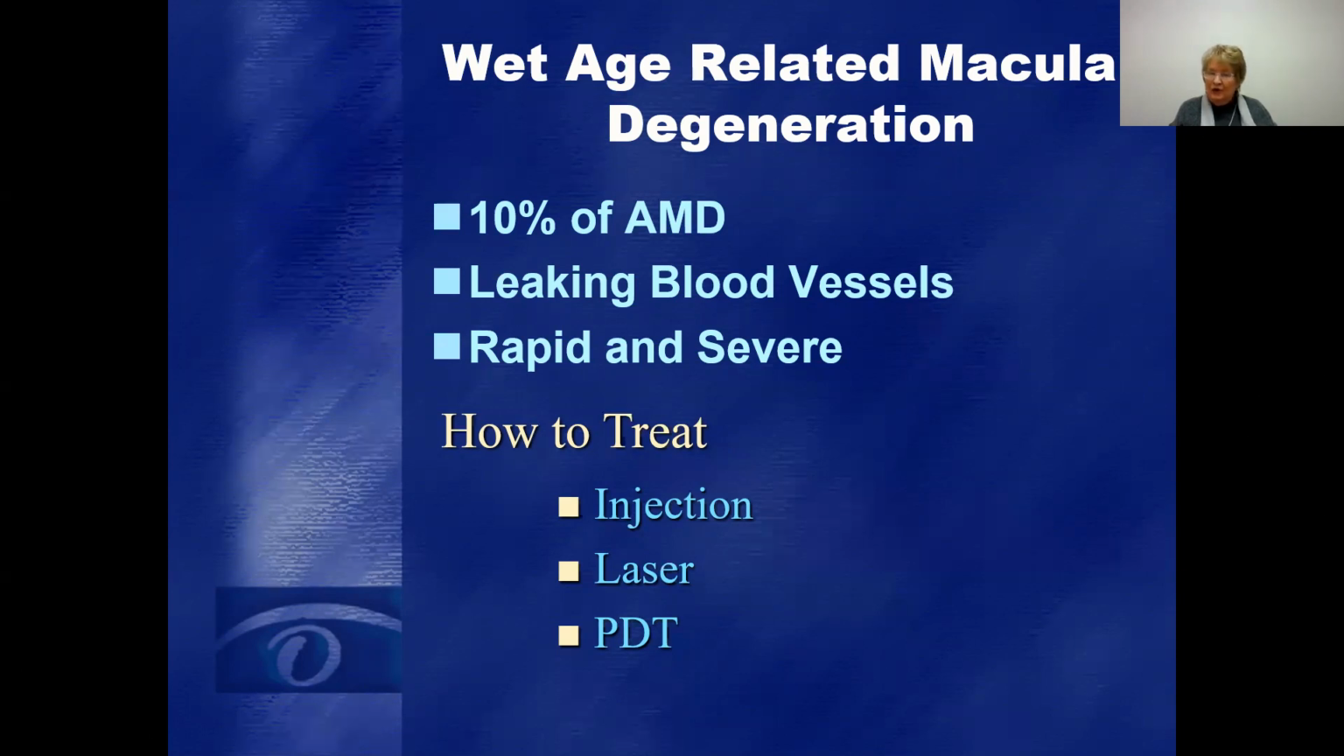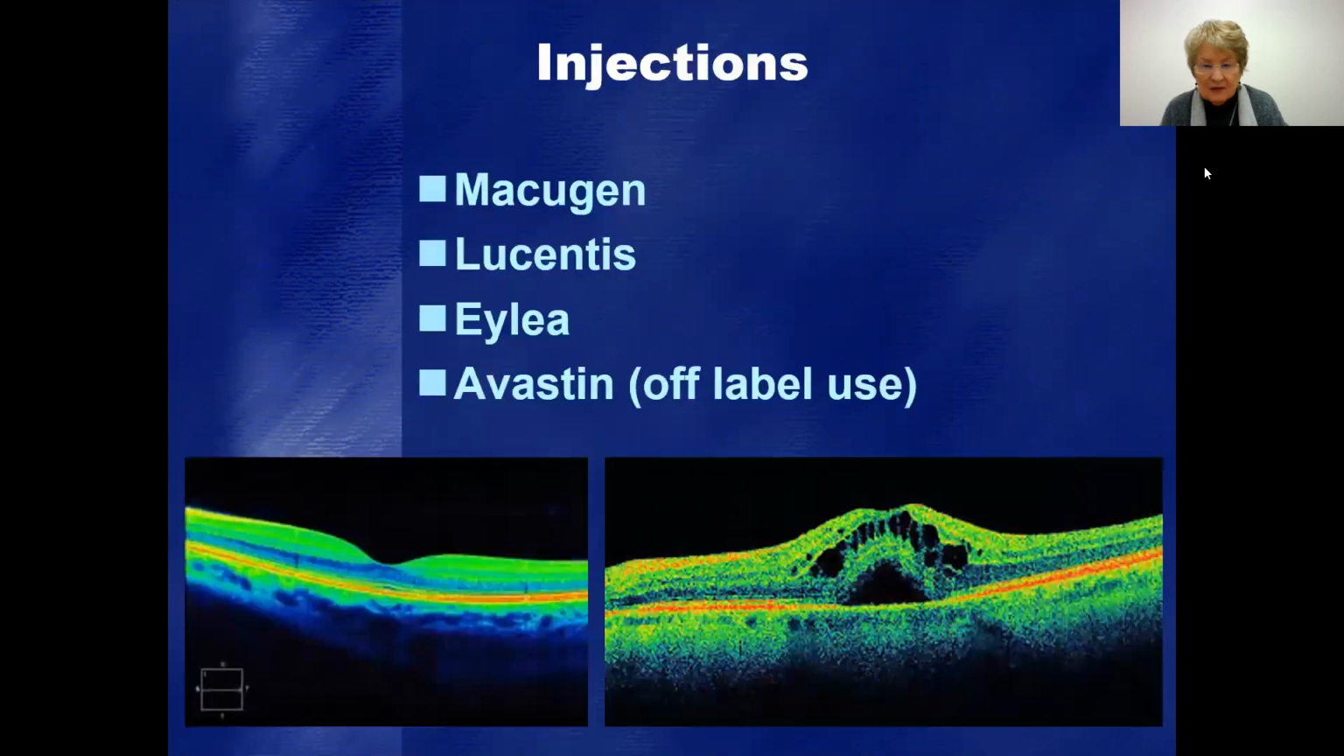So how do we treat it? Well, treat it with injections. They used to treat it with laser or PDT, which was a photodynamic therapy. They'll still do some laser treatment for macular degeneration, but in this day and age, most of the treatment is done by injections. So here's what the macula actually looks like.